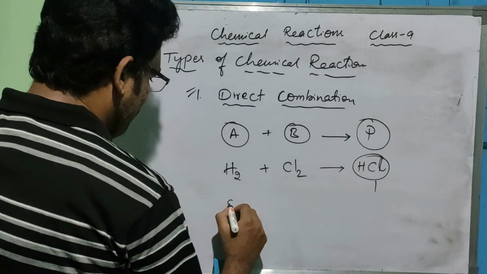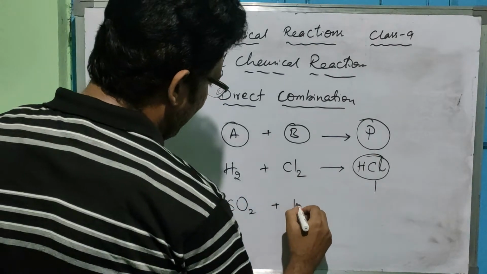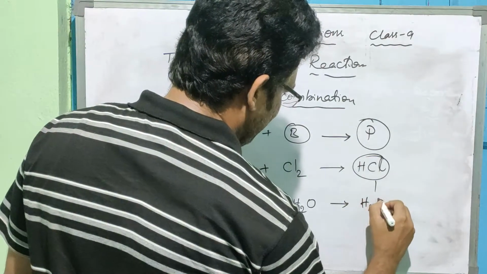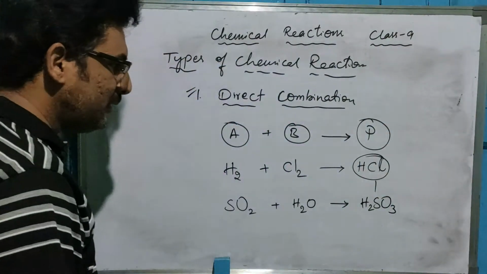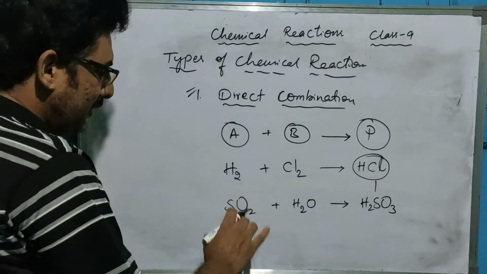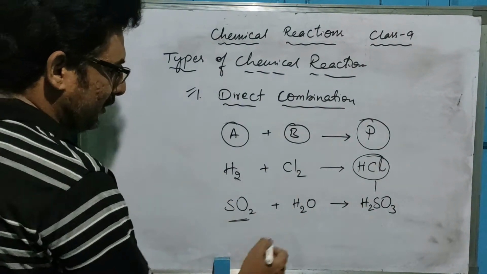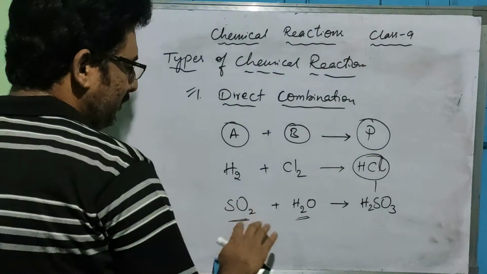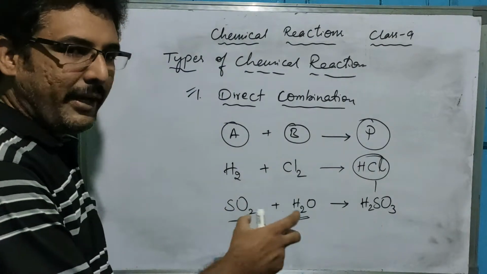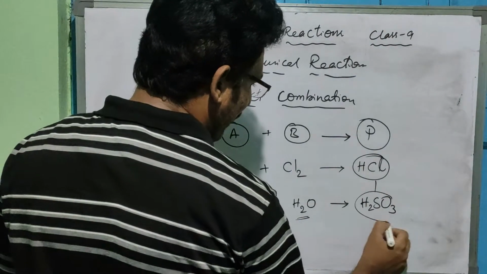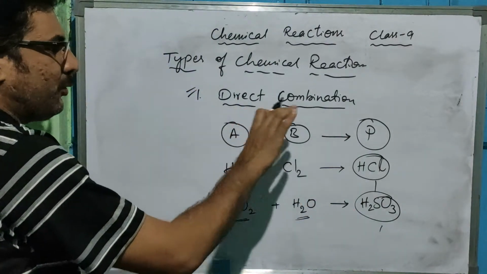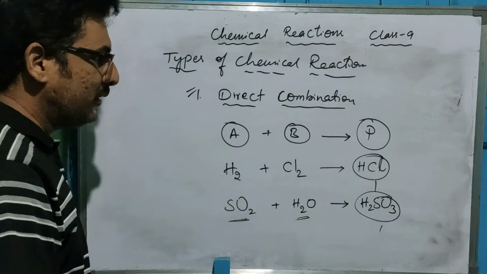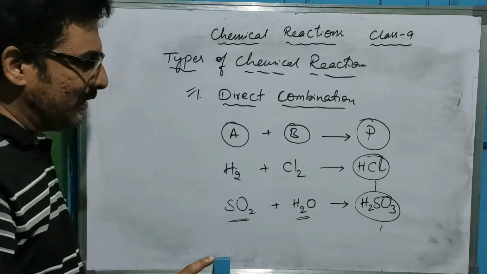If you take another example, sulfur dioxide plus water, it gives H2SO3. This is sulfurous acid. In this case also, two compounds, sulfur dioxide and water, combine with each other and form only one product. So in a direct combination reaction, the product will be only one.